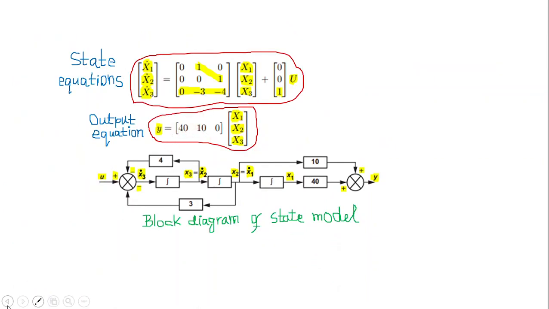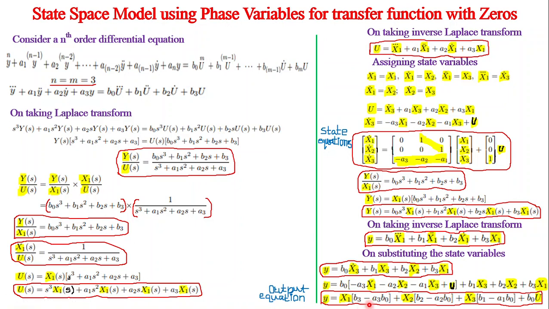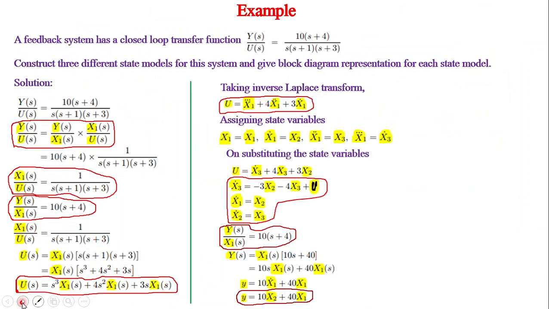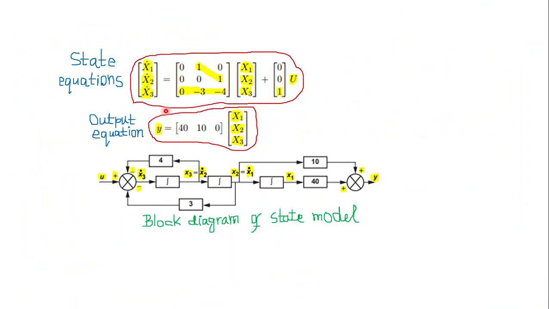We can even compare this with the general form, that is b3 minus a3 b0. If we find b3 minus a3 b0, we will get this. That I leave to the learner to try themselves. So these two, the state equations and output equation put together, is called the state model, we know.